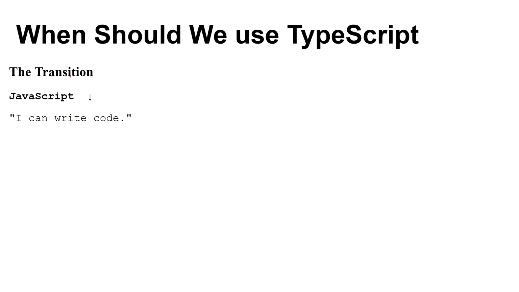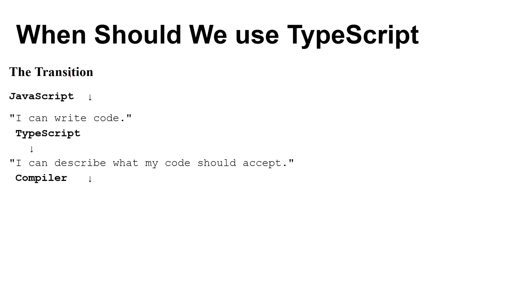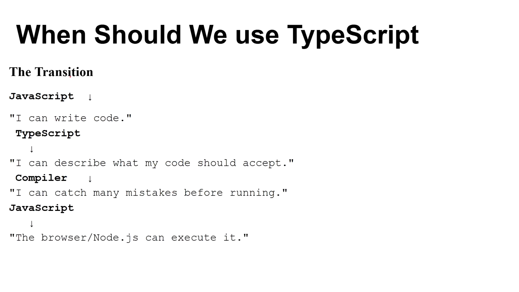In JavaScript, we can say I can write code, but TypeScript says I can describe what my code should accept, and the compiler says I can catch many mistakes before running. Whereas JavaScript says the browser and Node.js can execute it. The compiler can catch many mistakes before running, whereas the converted JavaScript runs in the browser or Node.js.